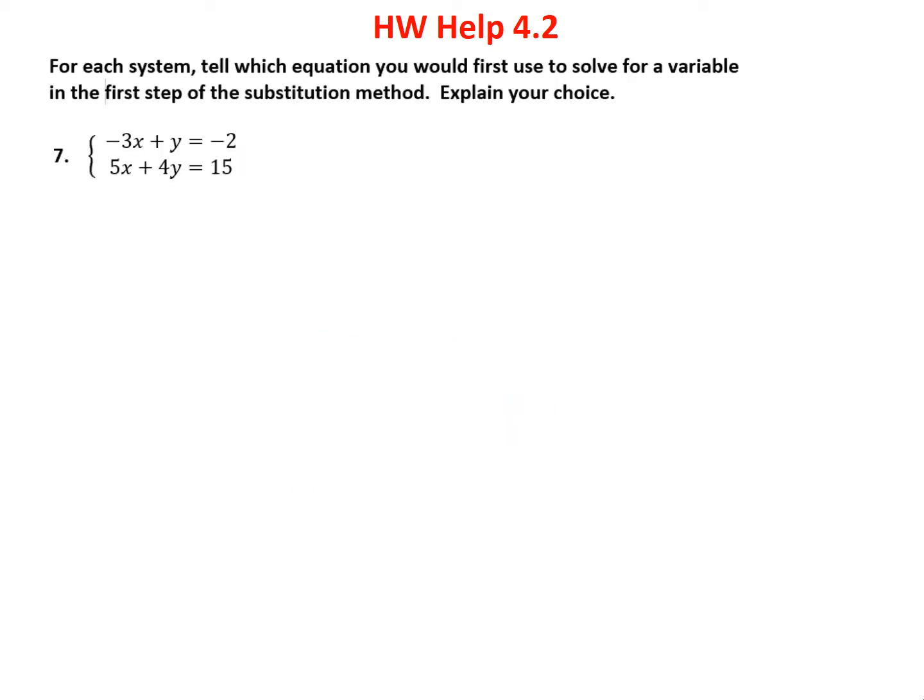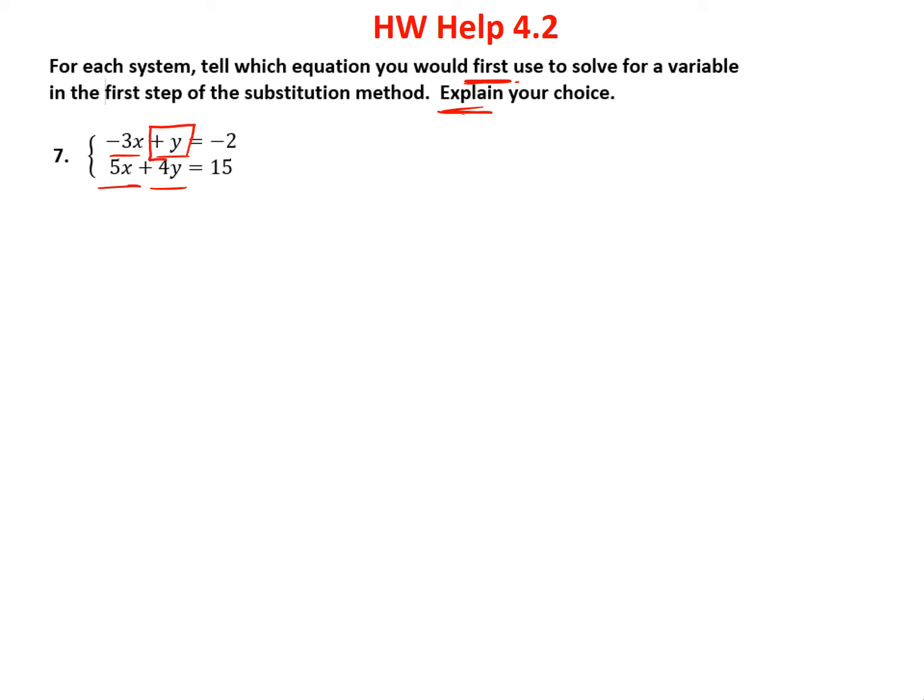For the next two problems, they say, for each system, tell which equation you would use first to solve for a variable in the first step of the substitution, then explain your choice. Notice they're not asking you to solve this, they just want to know where you would start. As you look at these terms, recognize that if you solve for minus 3x or 5x or 4x, you're still going to have to divide by the coefficient. So what you're looking for is any variable that has a coefficient of 1 or minus 1.